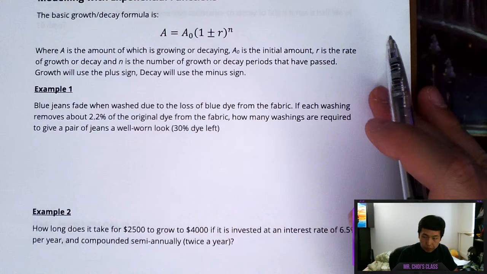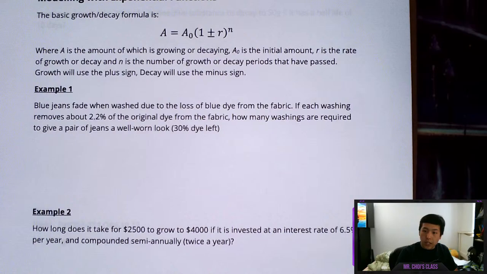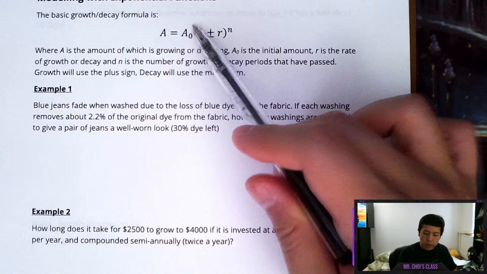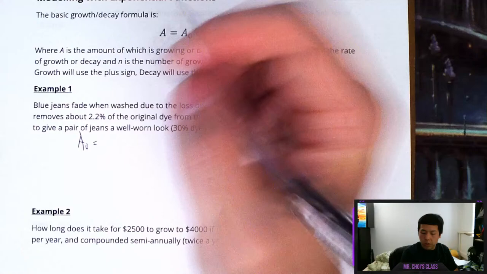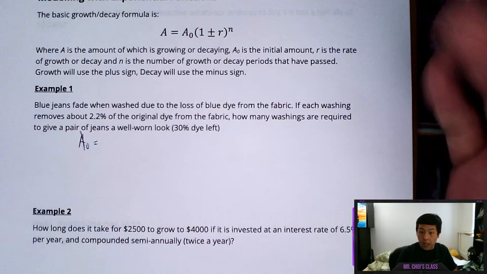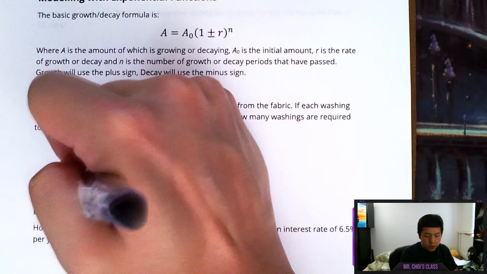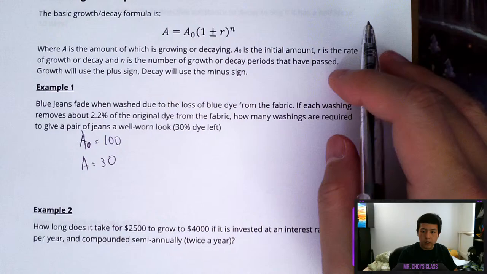Let's assume that the original amount of dye is 100, and we're just using 100 as 100%. Doesn't really matter what the value is. We're not given a starting amount of dye. We're just given that it needs to be 30% of the original. So we can quickly say that if A naught is 100, which is the original store-bought blue jeans, we're trying to get it to a final amount of 30. And this should make sense because when we divide these two, we get 30%.